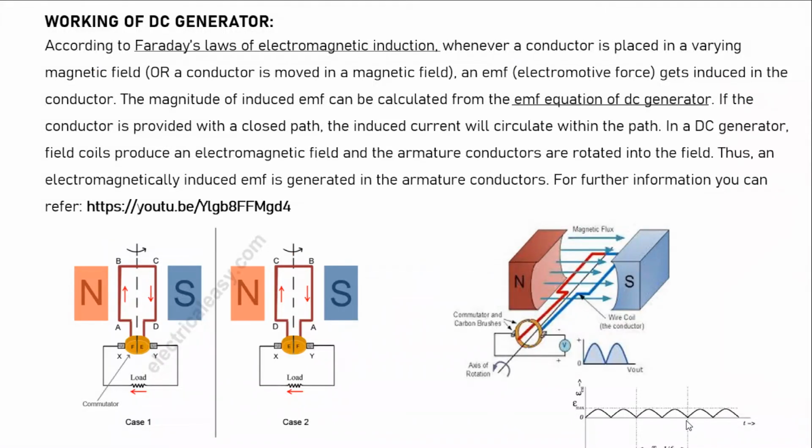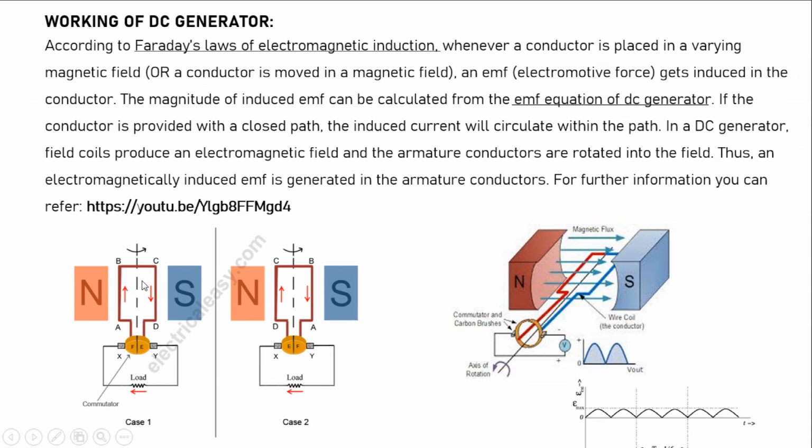Now we'll see the working of a DC generator. According to Faraday's law of electromagnetic induction, whenever a conductor is placed in a varying magnetic field, or a conductor is moved in a magnetic field, an EMF gets induced in the conductor.